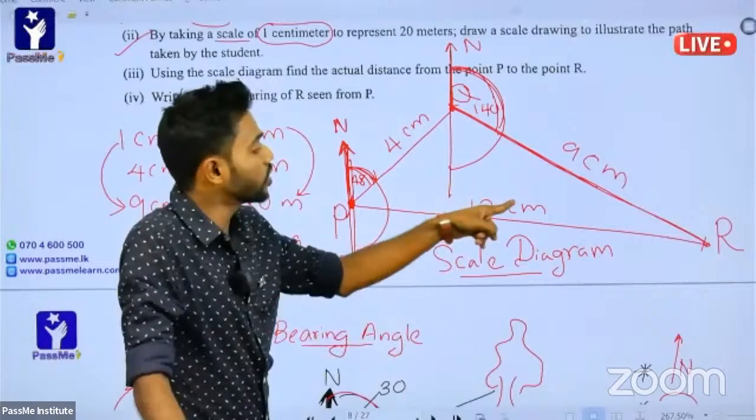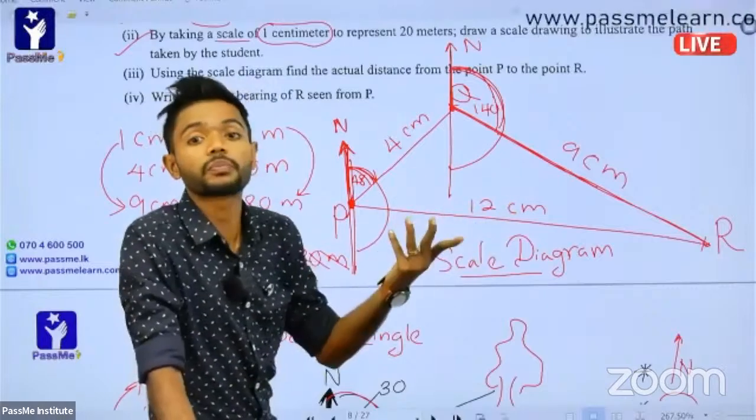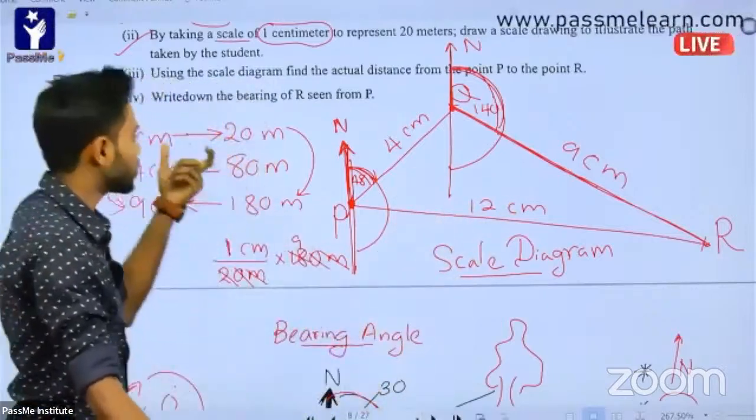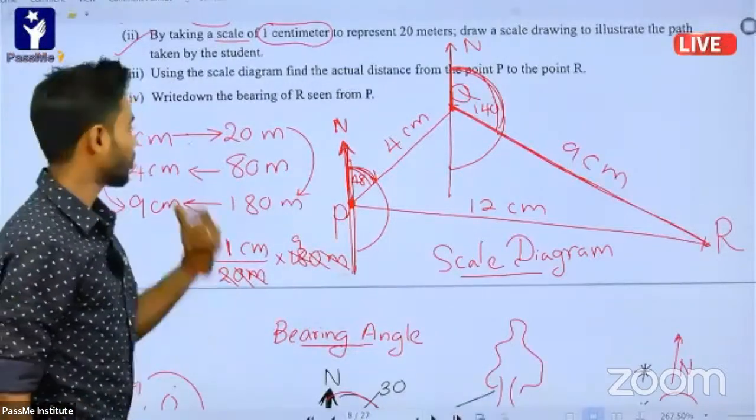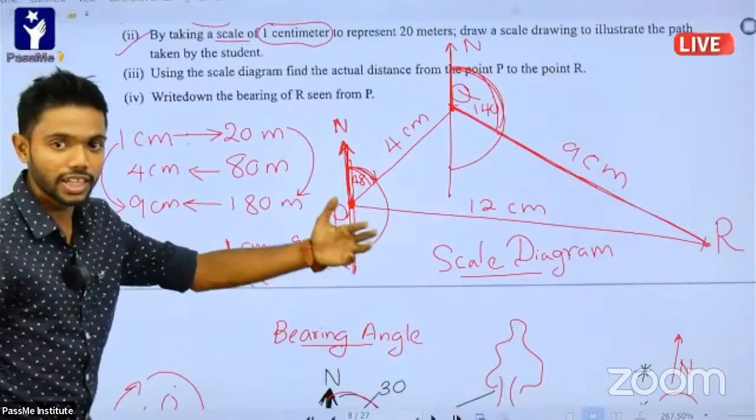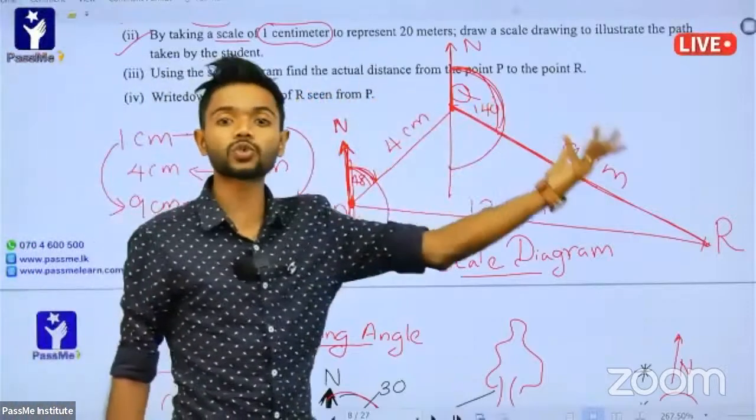How do you convert 12 centimeter to something in meter? So this is the data you have. 1 centimeter is 20 meter. 1 centimeter on this paper will represent 20 meter in the actual ground.